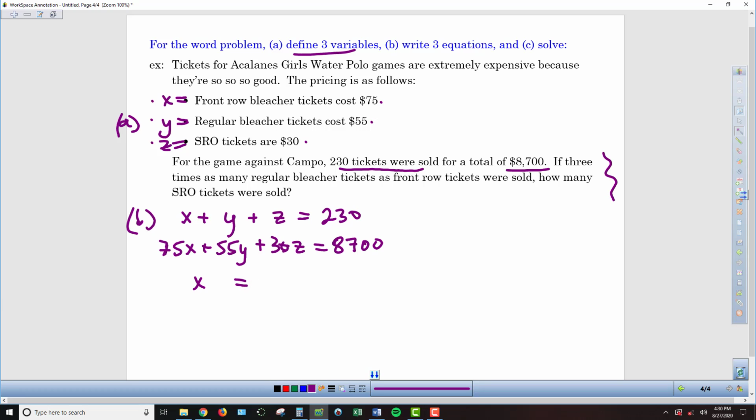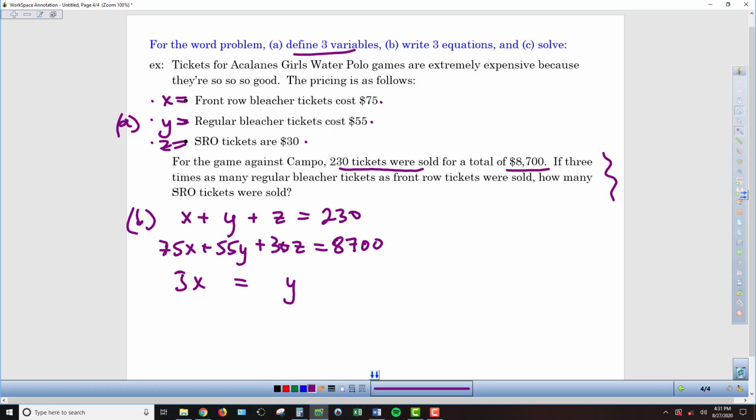We're going to put that on the opposite side of the equation as Y. It says there's 3 times as many of those bleacher tickets as front row tickets, so I need to triple the front row ticket amount to equal the amount of regular bleacher seats. 3 times as many regular bleachers, that's Y, as there were of the other type. That can be a confusing thing to read through. So again, just think about which one there is more of. Whatever there's less of is the one you're going to have to multiply by that 3.